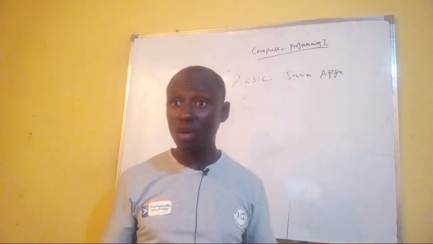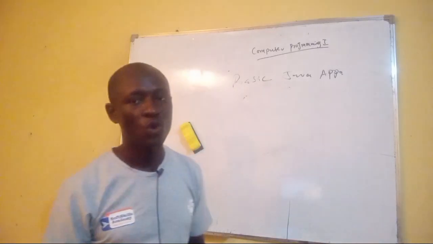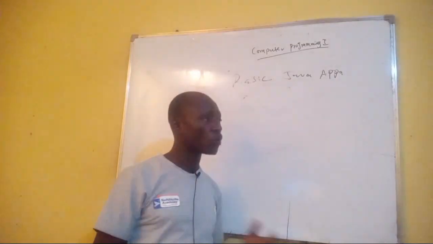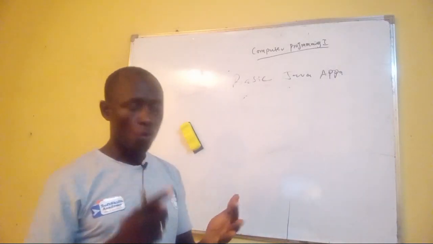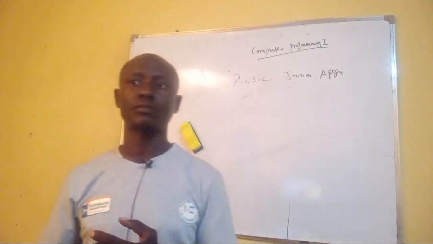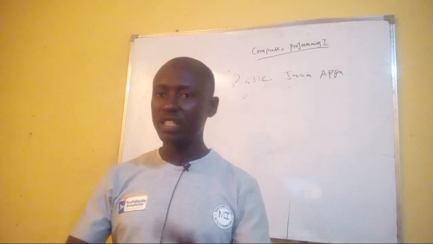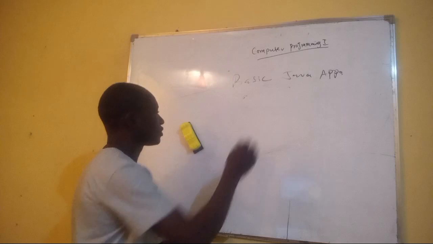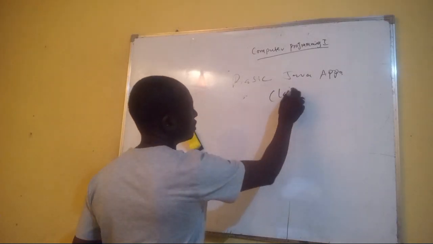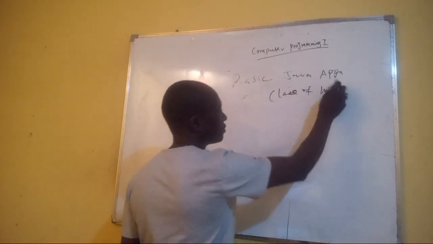To start learning any programming language, including Java, we must follow the following breakdowns. One, we have what we call the class name. What class are you going to give to your program? Two, the main method, the main class of the program.